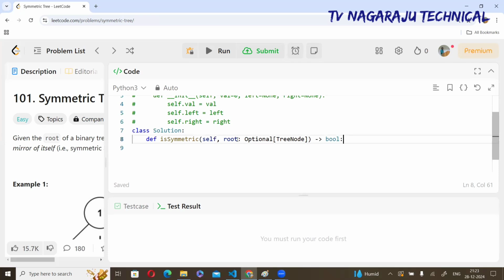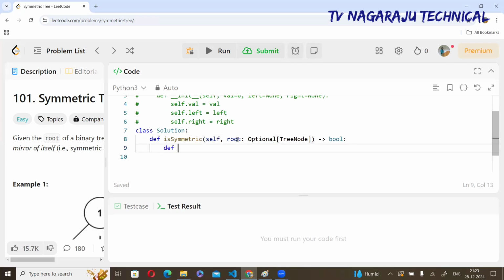Observe, only root is given. Instead of that, I am defining my own function. It is also possible. Suppose I define a function identify of P comma Q. I am taking two values, P comma Q. Now, what is the p value? What is the q value? You need to pass them.